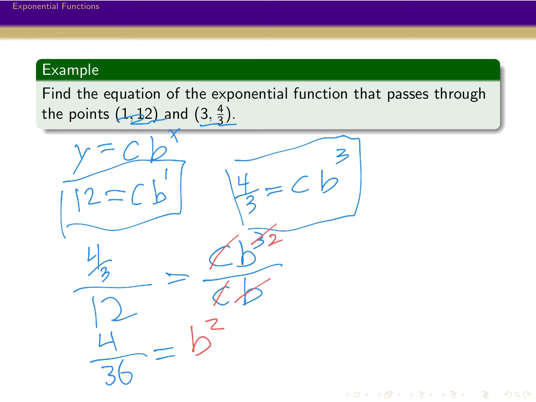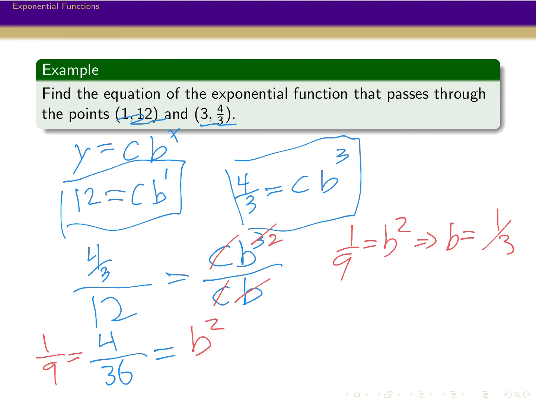4 over 36 actually cancels out to 1/9. So 1/9 equals b squared. So that tells me b is equal to 1/3. That's the square root of 1/9. And considering that b has to be positive, I can ignore the minus 1/3. The only positive root there is 1/3.